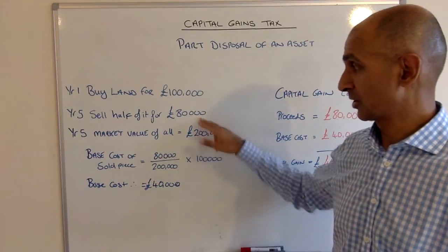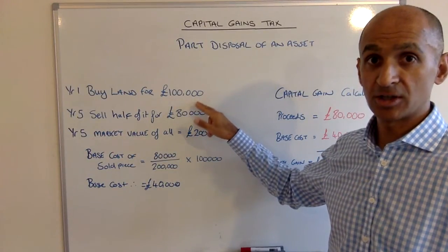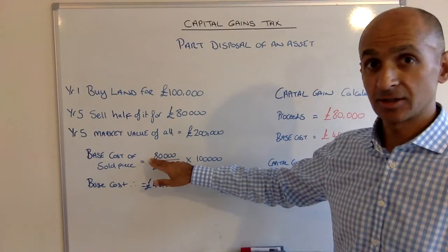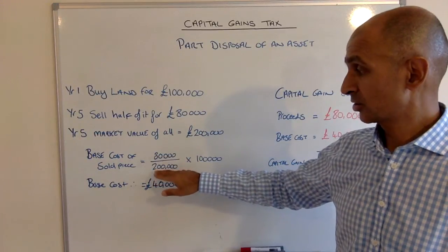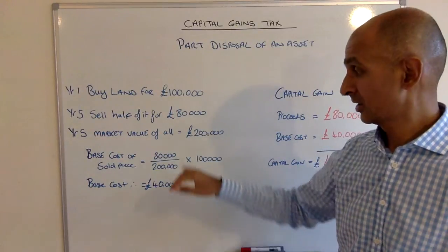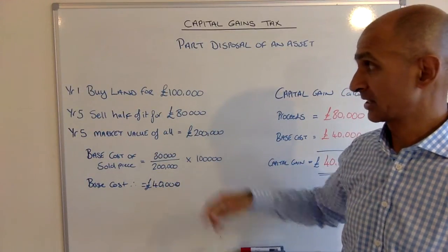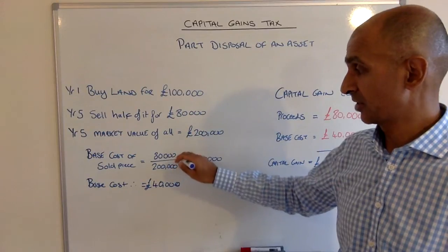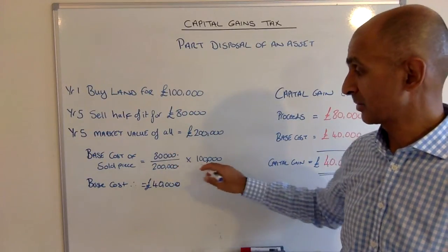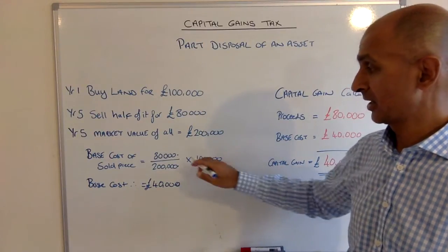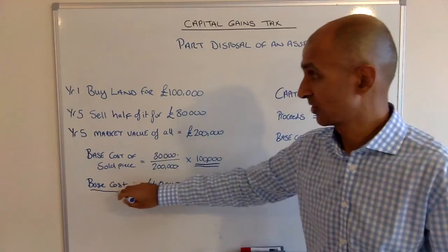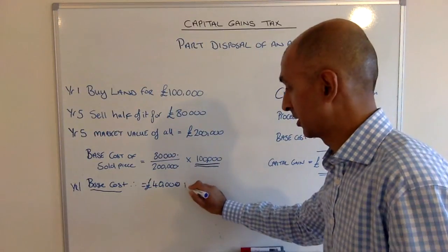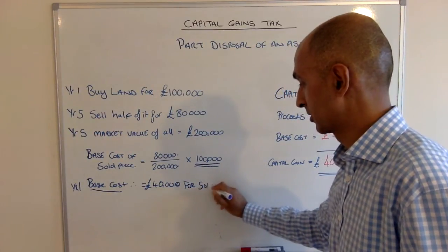So with the 80 and the 200, what we do is we take a pro rata of what the original cost of land was for the part that was sold. So we take the 80,000, which was the offer for the smaller part, the 200,000, which is the entire portion, put those over each other and multiply them by the initial cost of £100,000. And what that does is, it gives us a ratio of the piece sold to the entire portion, and we're multiplying that by what we bought it for at the start. And that gives us a base cost, a year 1 base cost if you like, of £40,000 for the sold portion.